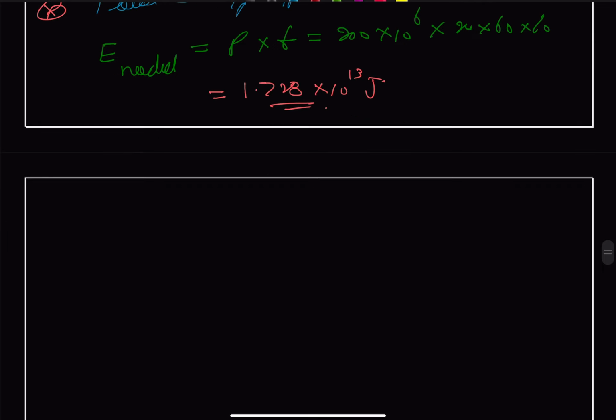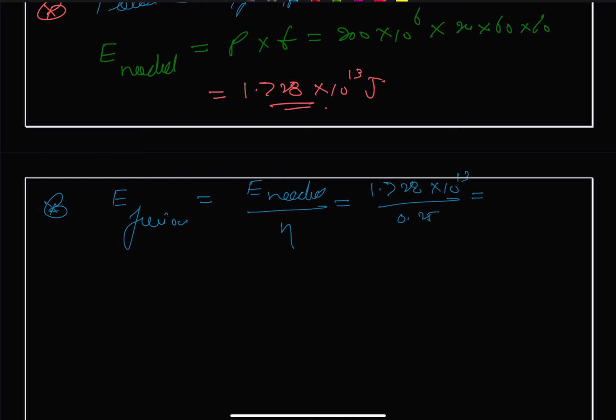Therefore, we can say that energy because of the fusion will be equal to energy needed divided by its efficiency. So this comes as 1.728 into 10 to the power 13 divided by 25%. This will be equal to 6.912 into 10 to the power 13 joules.